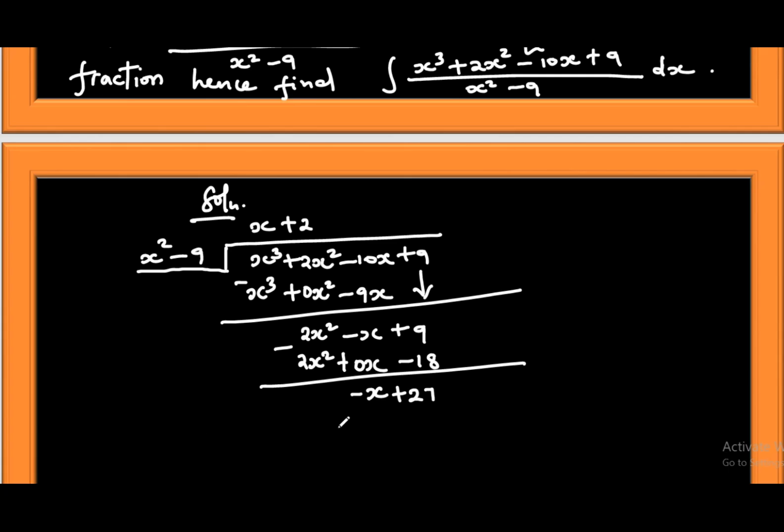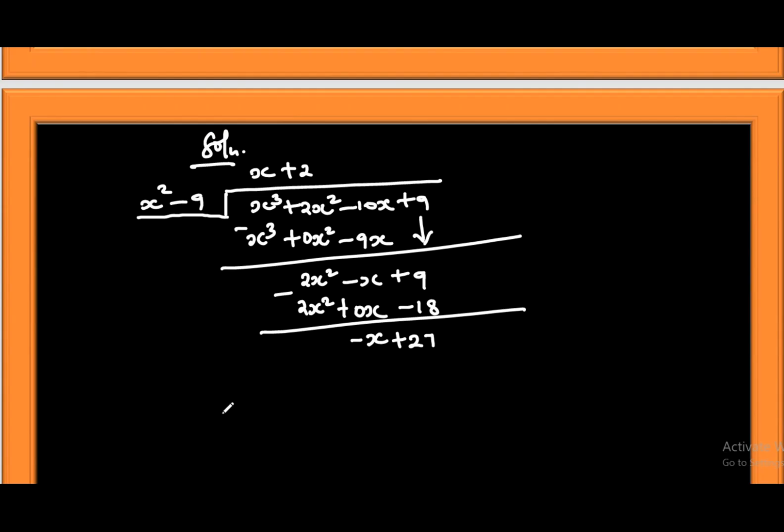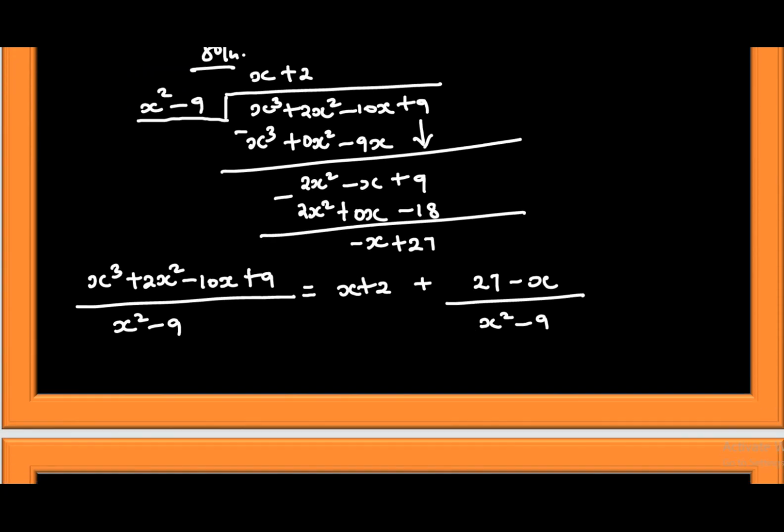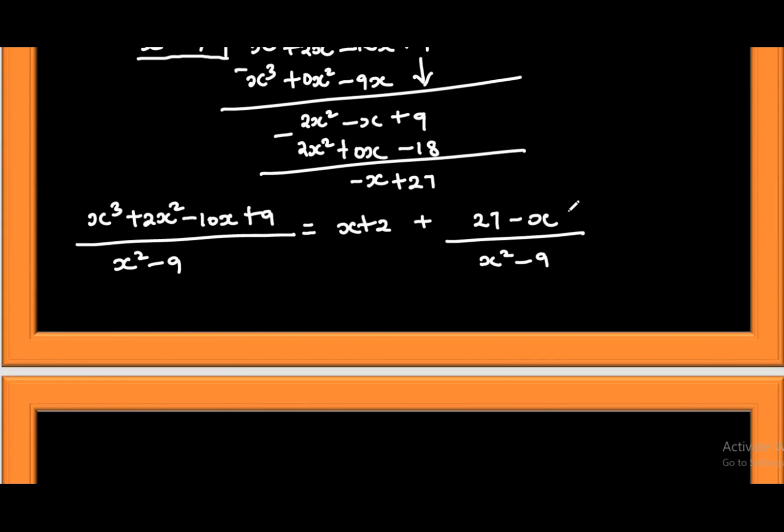So you realize now we cannot go for division again because we cannot take negative x and divide by x squared. So we now write a conclusion that our fraction, which is x cubed plus 2x squared minus 10x plus 9 divided by x squared minus 9, is going to be equal to the quotient x plus 2 and then plus our remainder, which is 27 minus x, divided by x squared minus 9. Now, the quotient we already have. So we now focus on this fraction that we have obtained. This is now a proper fraction.